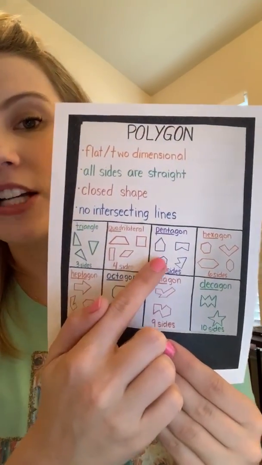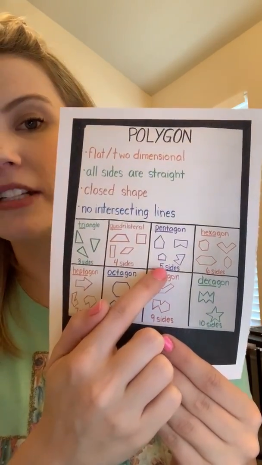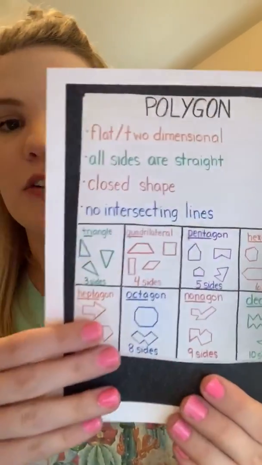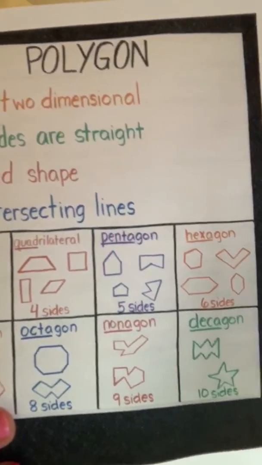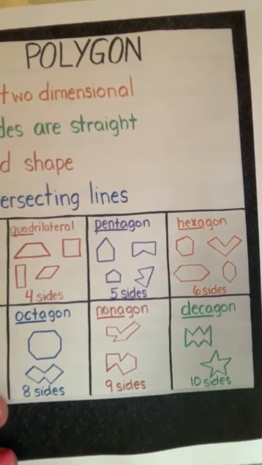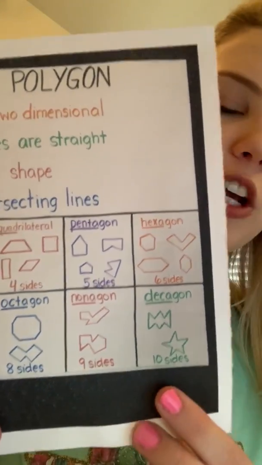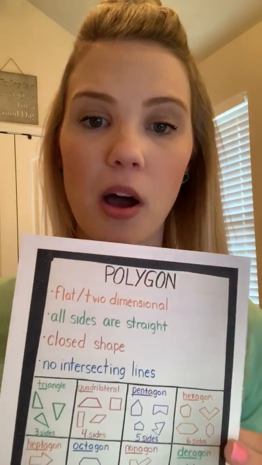You could also have a pentagon. Penta means 5, so a pentagon is a shape with 5 sides. Now, if you notice, one of those looks normal, or 2 of them do, and 2 of them are very weird looking shapes. So there is something called regular and irregular polygons.